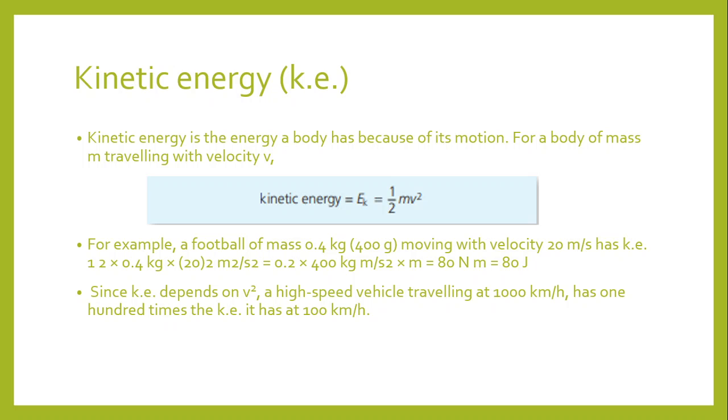Since the kinetic energy depends on v squared, a high-speed vehicle traveling at 1,000 km per hour has 100 times the kinetic energy it has at 100 kilometers per hour. Even though the velocity is just tenfold, the change in kinetic energy is going to be 100 fold. It's going to be 100 times greater because it's 10 squared. The relation with velocity is that of squared. So that really tells us that the magnitude of velocity is really important when we're talking about the kinetic energy an object can possess.